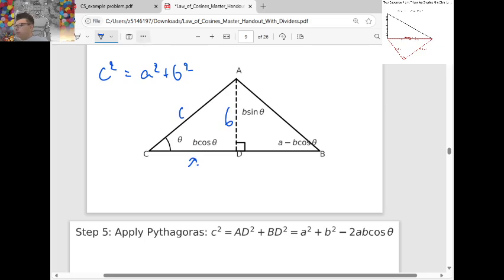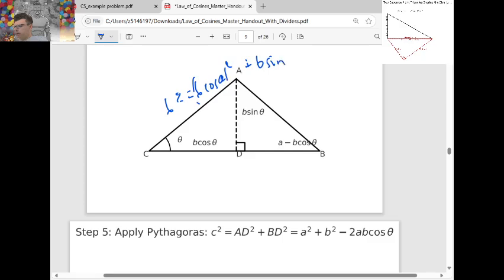But now I'll erase that so we don't confuse everybody. And we're just going to take that same c squared equals a squared plus b squared, and we will say that this side, which is b squared, okay, equals, well, this side here, which is b cos theta squared, okay, plus b sine theta squared. So what have we done here?